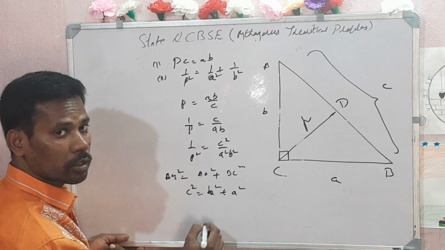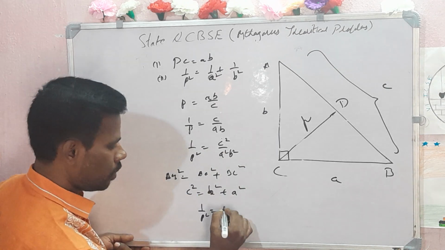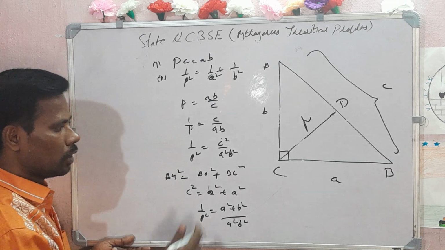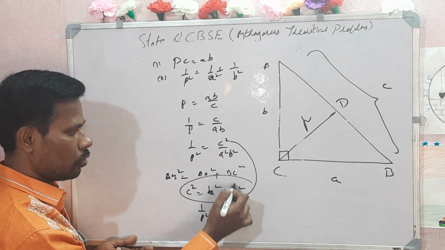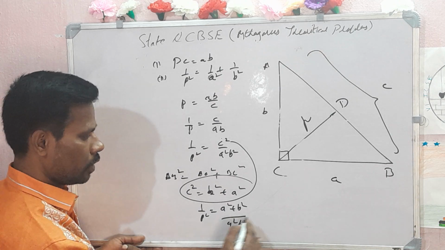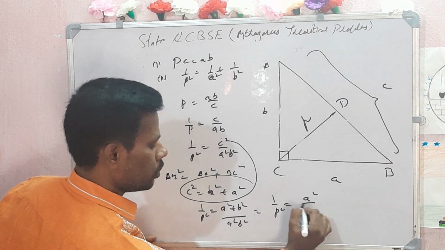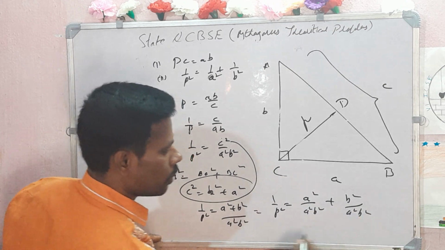So in place of C square, what you have to write? 1 by P square is equal to, in place of C square, you have to write A square plus B square by A square B square. In place of C square, I am saying A square plus B square. So that's what I am doing. Now this can be written as 1 by P square is equal to A square by A square B square plus B square by A square B square.